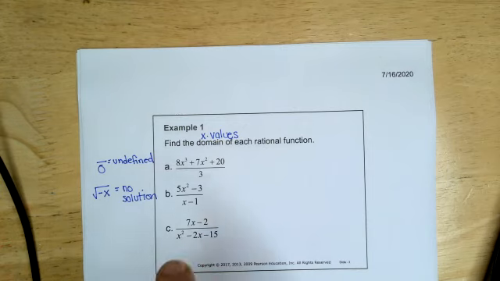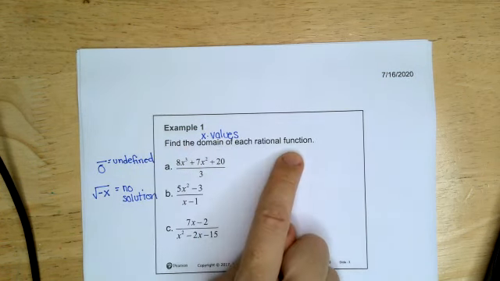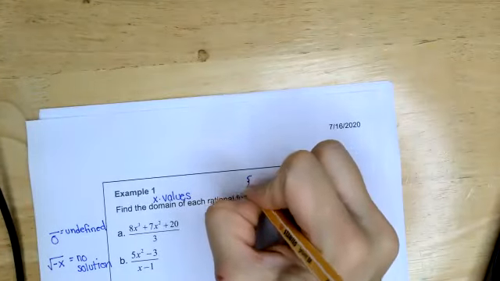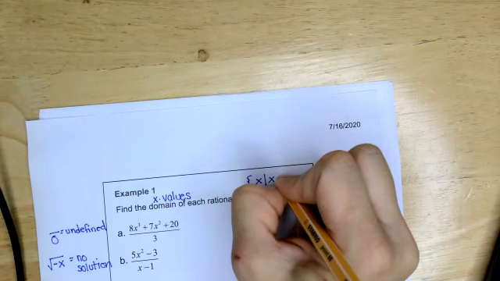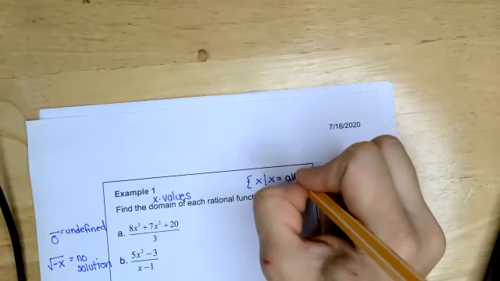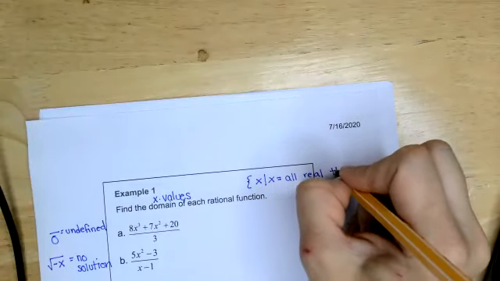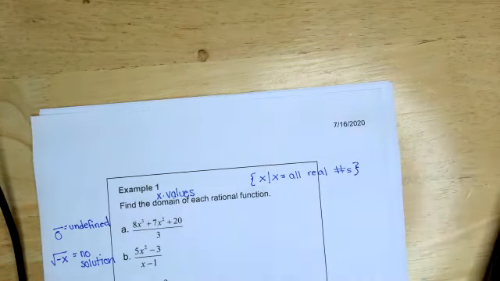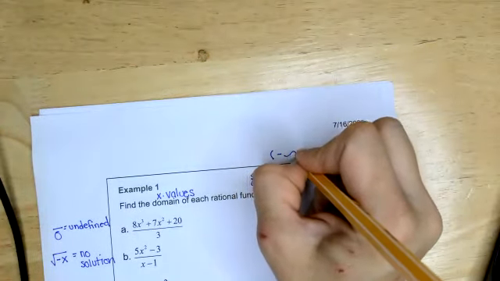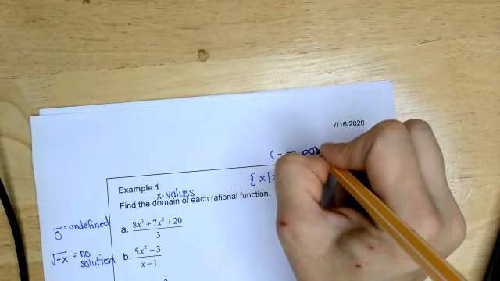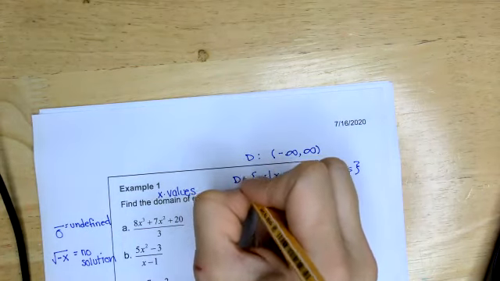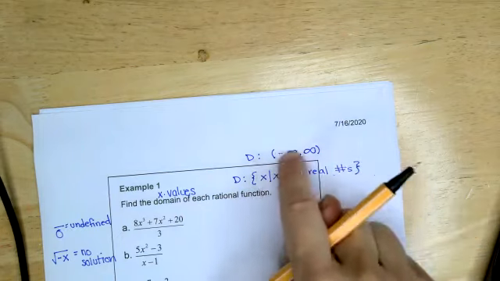Good. So if they're saying find the domain, the answer is often all real numbers. We write that as x such that x is all real numbers. You can write it like that, or x is from negative infinity to infinity. So those are 2 different ways to write the domain, but you're basically saying it's all of the numbers.